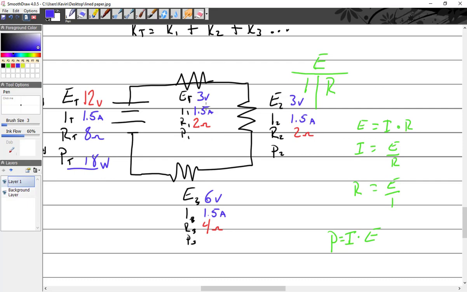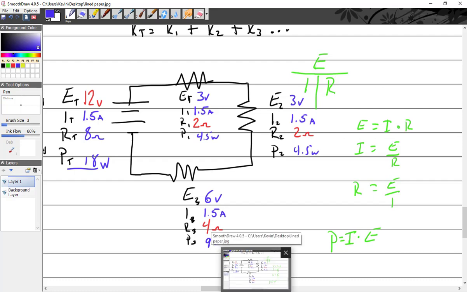Then we could solve for all the rest of them here. Well, what is this? That's 4.5 watts. 4.5 watts. That one's the same. 4.5 watts and 9 watts. Easy peasy, right? Lemon squeezy. Let's go. So this is what you need to be able to do on the FA tests. And you just did it. So how hard is that?